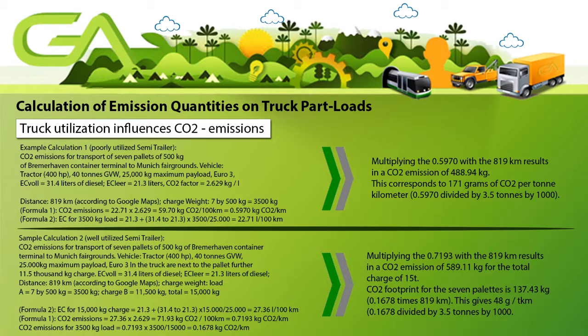If we now apply our two formulas for energy and emissions calculation, we can set up the energy consumption and emissions for both our transport examples as follows. In our first example, we have an EV of 22.71 liters per 100 kilometers and a maximum emission value of 0.5970 kilograms per kilometer. In our second example, however, we have an EV of 27.36 liters per 100 kilometers and a maximum emission value of 0.7193 kilograms per kilometer.